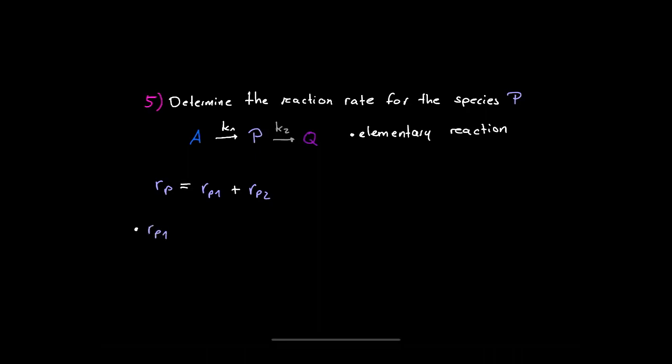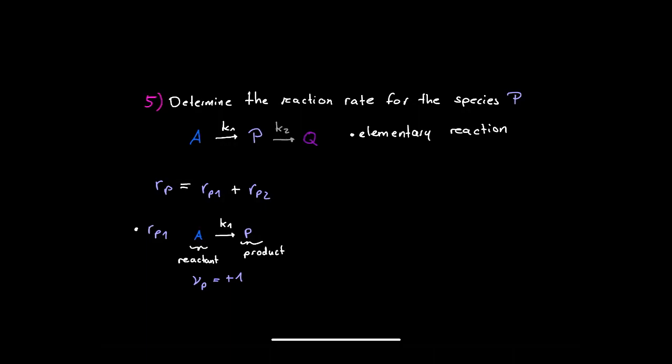As I just said before, for the reaction rate Rp1, we're only going to take into consideration the reaction where A turns into P with a rate constant K1. So in this case, A is going to be our reactant and P is going to be our product. So the stoichiometric coefficient of the species P in this case is going to be +1 because P is a product here.